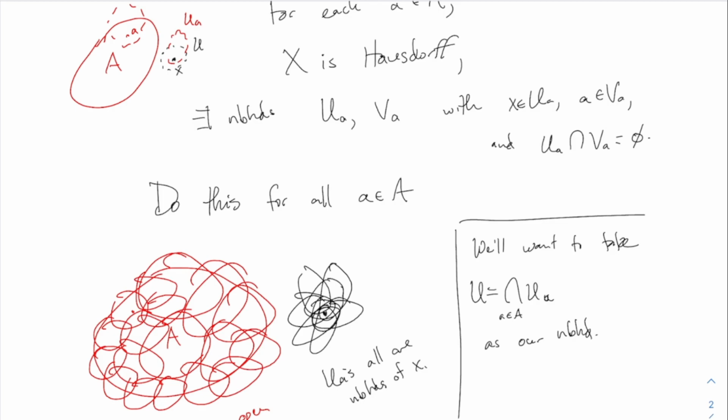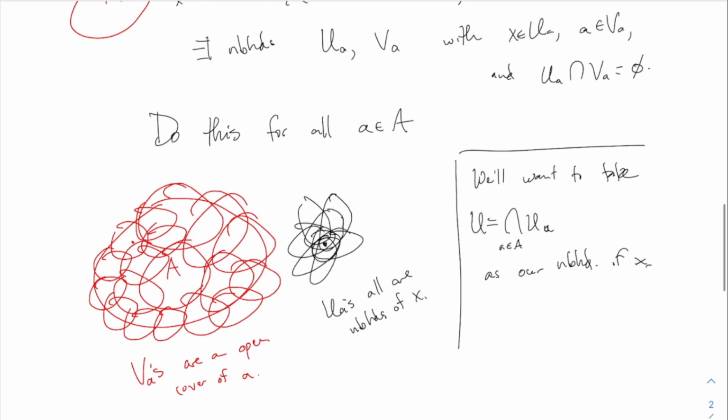The problem is, this is a bunch of open sets. The UAs are all open sets, and I'm taking the intersection of all the open sets. Is it a true fact that the intersection of a bunch of open sets is always an open set? Actually, that is not true. In the definition of a topological space, this is an old fact that I hope you remember, any union of open sets is an open set, and any finite intersection of open sets is an open set. This, unfortunately, is not necessarily a finite intersection. That's the problem. So we'll want to take this as our neighborhood of X, right? But that is not a finite intersection.